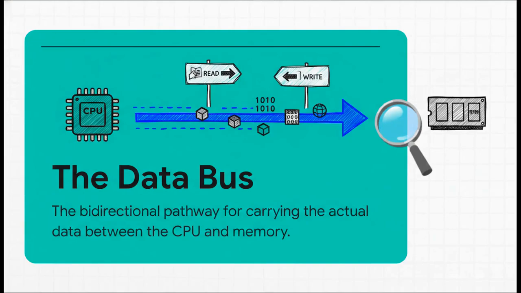So first up is the data bus. This is the part of the highway that's carrying the actual cargo. All the bits and bytes that make up your files, your games, your applications. It has to be a two-way street, right? Because the CPU needs to both read data from memory and write new data back to it.